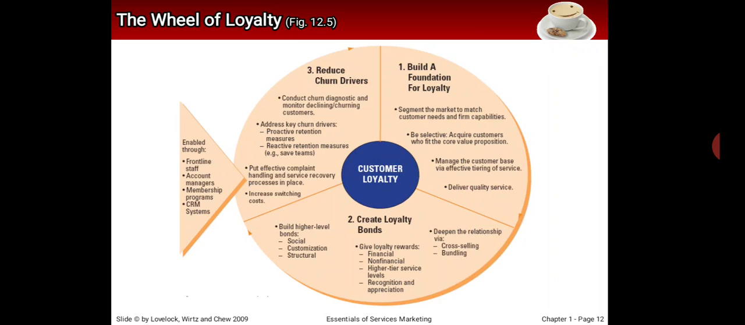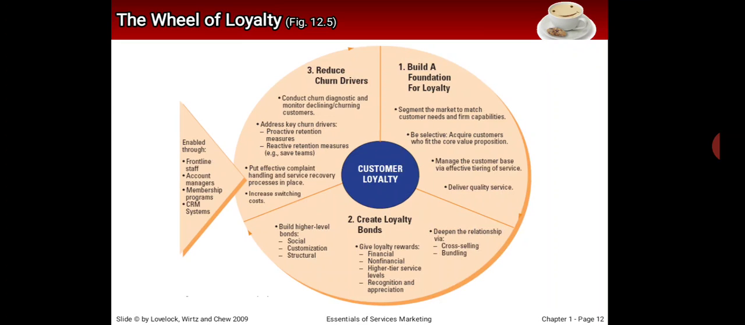In the second phase, creating a loyalty bond, you have to deepen the relationship. You have to create a deep relationship with your target segment through cross selling and offer bundling. Also, give loyalty rewards like financial support, non financial benefits, higher tier service levels, recognition and appreciation. Also, build higher level bonds like social bond, customization bond, and structural bond.